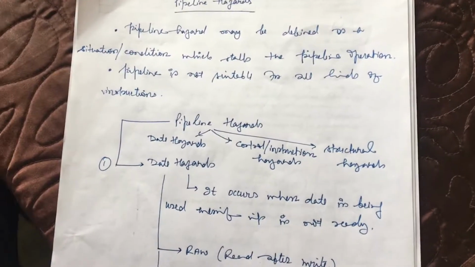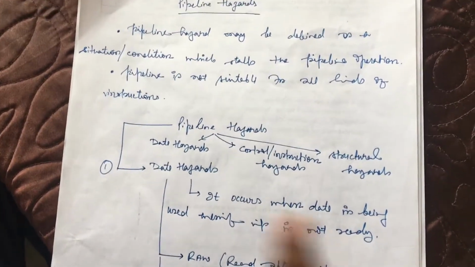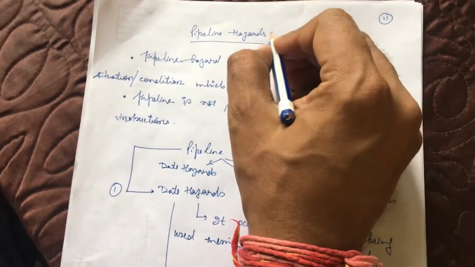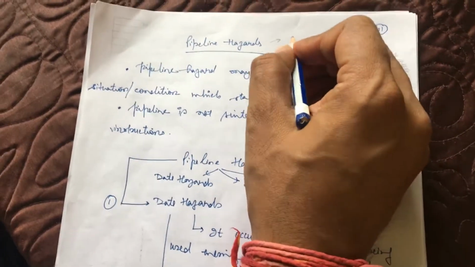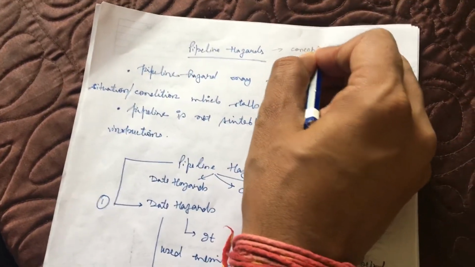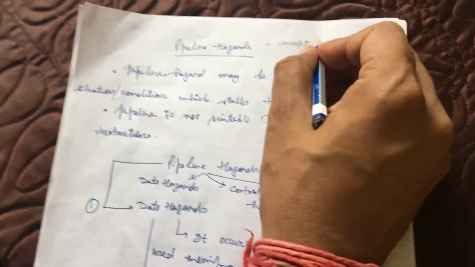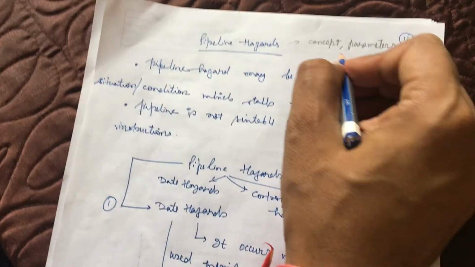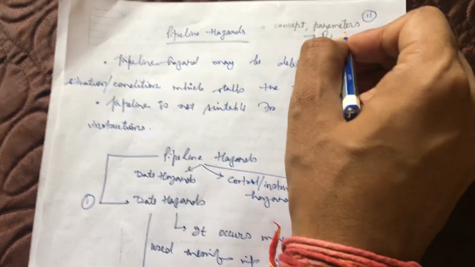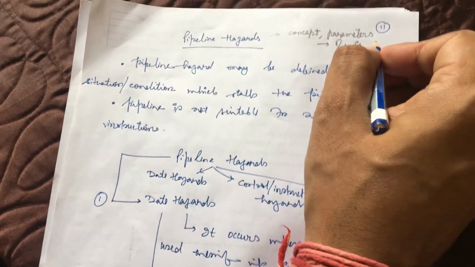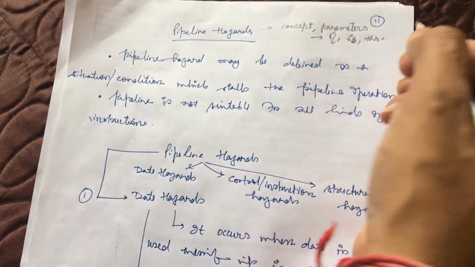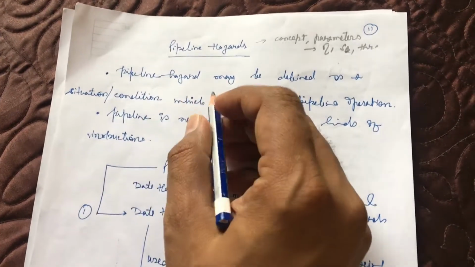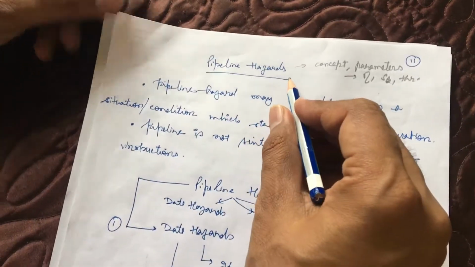Dear students, we were discussing the concept of pipelining. In pipelining, we have already studied the concept of pipelining. Then we also studied the parameters. In the parameters, we studied the efficiency, then speed up, and then throughput. These three factors we calculated. Now let me discuss the pipelining hazards.